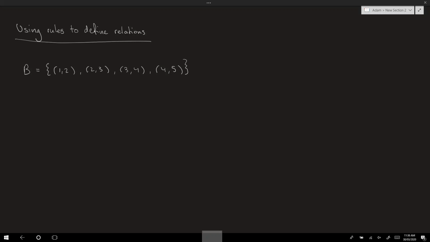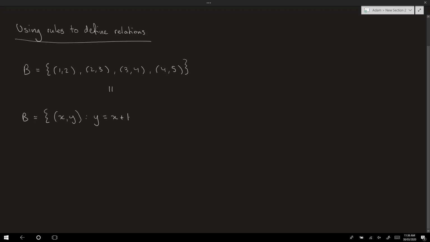So another way that we can actually write this relation in the form of some kind of rule would be to write the following. This relation, or this set B, consists of ordered pairs (x, y) such that the y coordinate is just equal to the x coordinate plus one more.